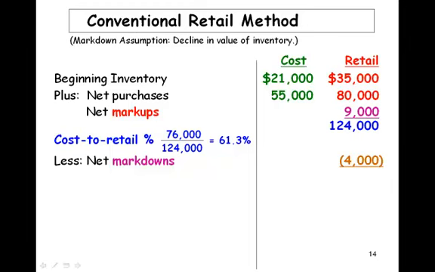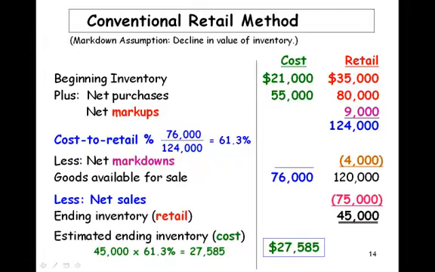By not including the net markdowns, the denominator of the cost to retail fraction is greater, $124,000 instead of $120,000, which causes the percent to be lower. A lower percent approximates a write-down of the inventory. This example is completed the same as the earlier ones to find the estimated ending inventory of $27,585.